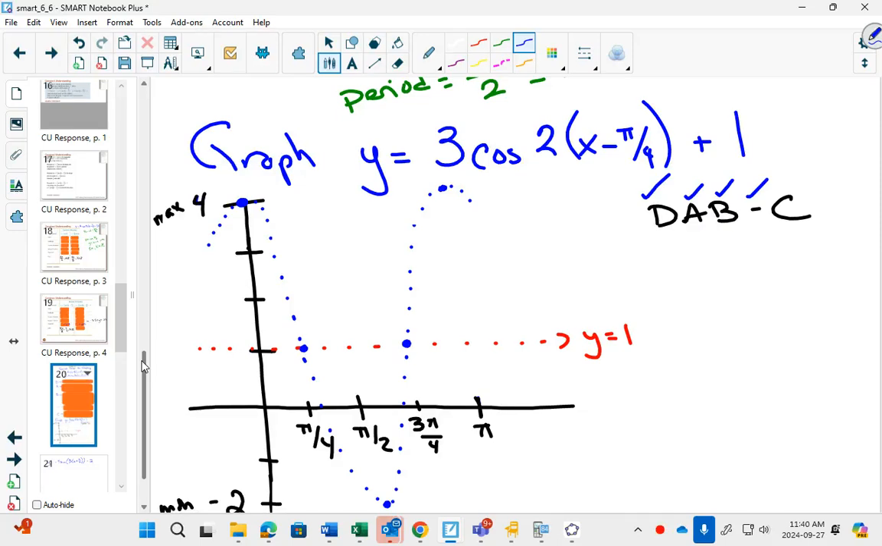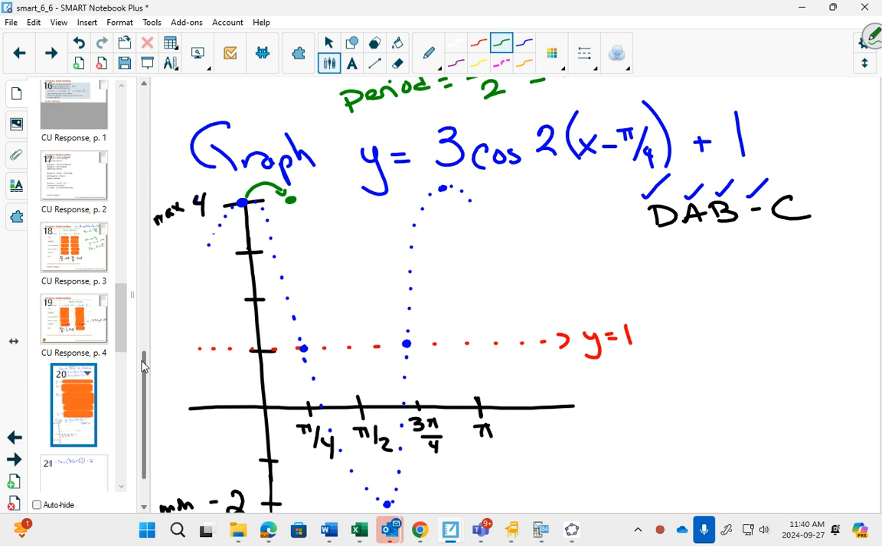Finally, the shift. The shift is pi over 4 to the right. So we look along our x-axis. Is pi over 4 already labeled? Yes. We know how much pi over 4 is. It's 1 ticky mark. So we're going to take each of those 5 points and move them 1 ticky mark to the right, because pi over 4 is already labeled.